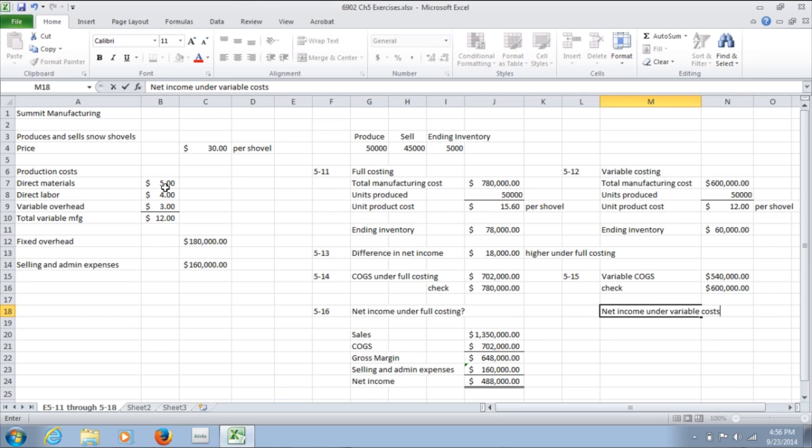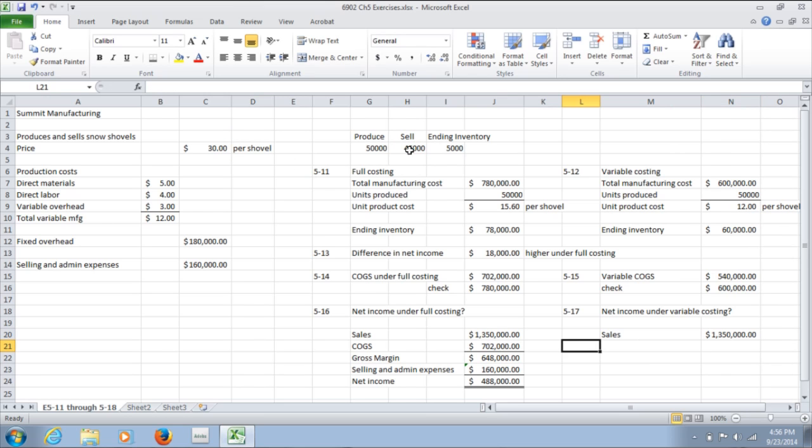We will take the same sales number. So we have $30 per shovel, multiplied by the 45,000 units. But now we will want our variable costs. And here, this is what the variable cost of goods sold number would be. And so that's 540,000. And the difference here gives us what's known as the contribution margin.